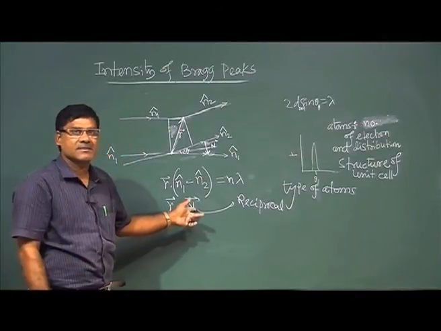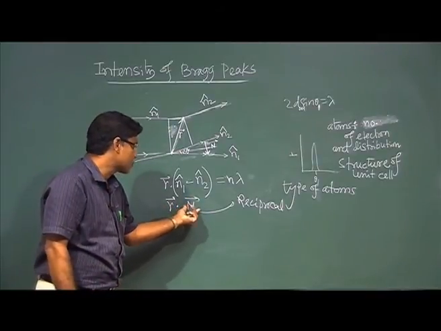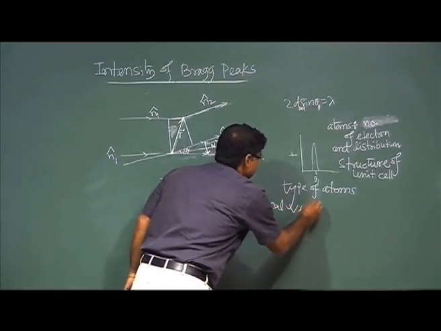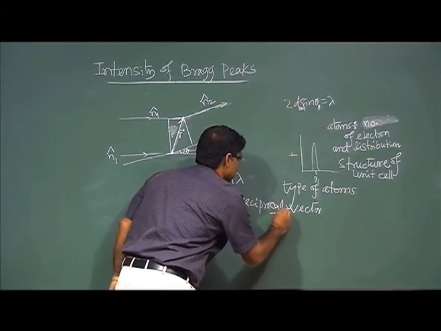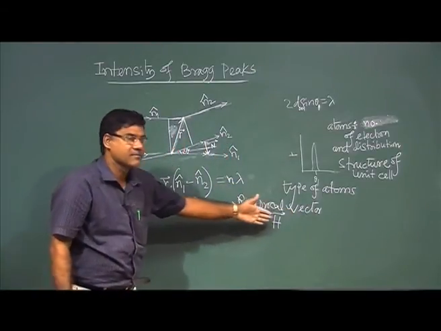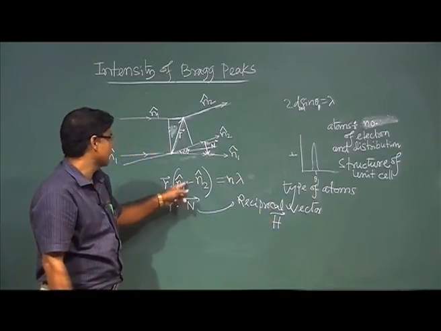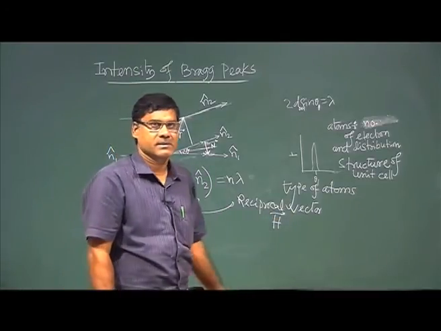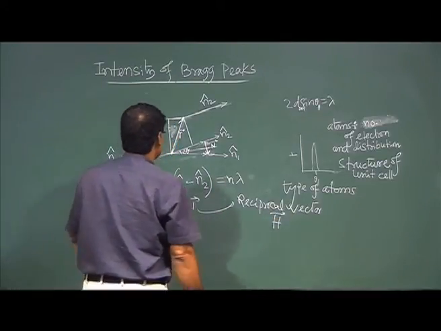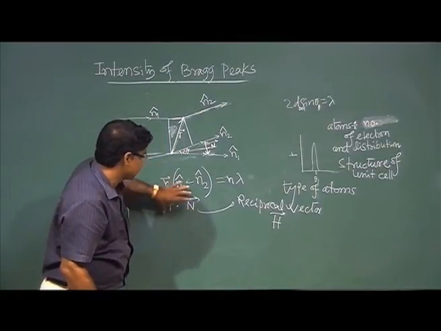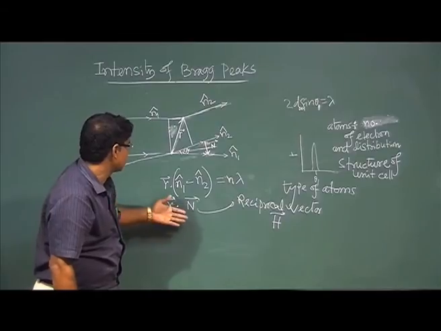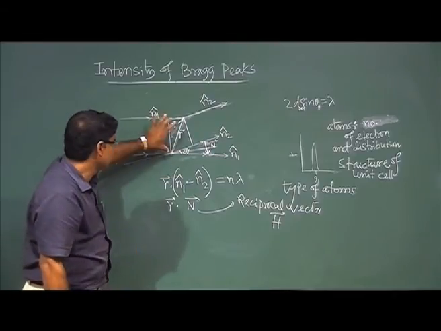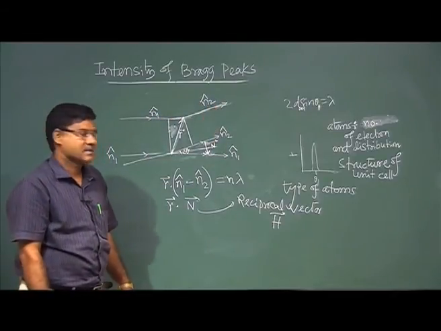So, direction wise it is the reciprocal vector H, magnitude wise it may be different, because here it is a unit vector. So, one has to multiply with an appropriate factor, 2 pi over lambda, etc. This is very important, and this is the path difference, and this will give the phase difference between the scattered X-rays.